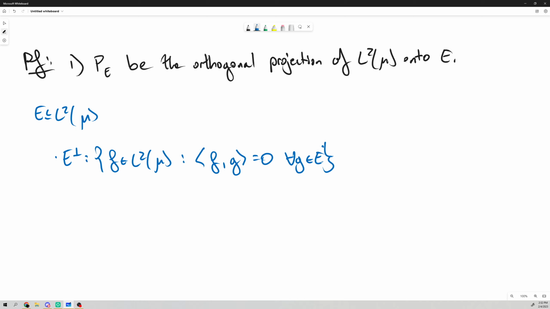This is the generalization of that. So that's what I mean by orthogonal complement. Now the orthogonal projection is going to be made up of these points.